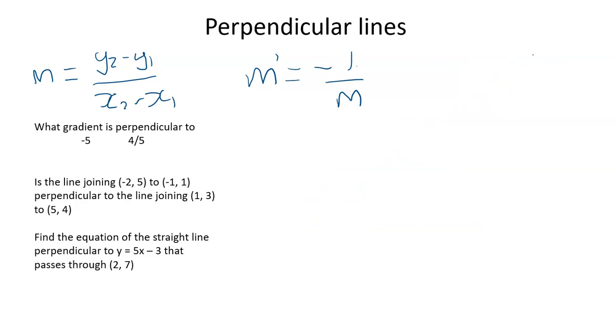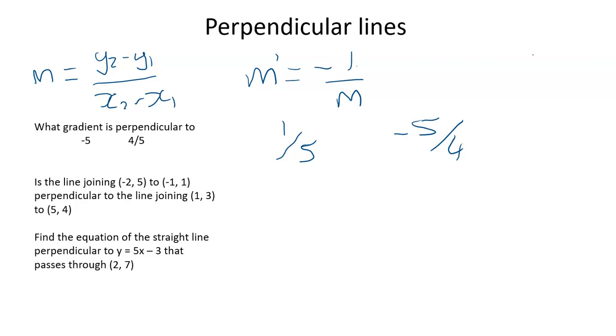Find the gradient perpendicular to minus 5. Well, the negative reciprocal: the negative of minus 5 is positive, and then 1 over 5, so this one is going to be 1 over 5. Whereas 4/5, if you do the reciprocal of a fraction, it actually flips it upside down. The negative of this fraction, well, it's positive, so the negative will make it minus, and then the reciprocal flips it over, so minus 5/4. And that's it. You don't have to do anything more. If you're told the gradient, then the perpendicular is just the negative reciprocal.